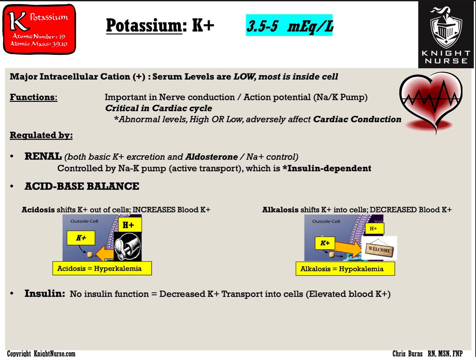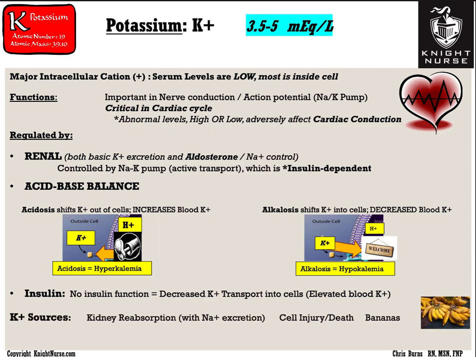Insulin controls potassium because insulin and glucose are required for the sodium-potassium pump to work. If you have no insulin function, you have no potassium being transported inside the cells, so a loss of insulin means hyperkalemia, more of it's outside of the cell.